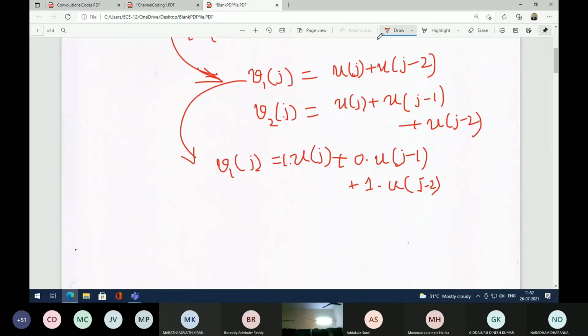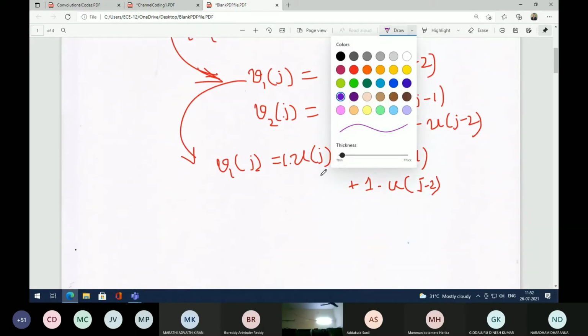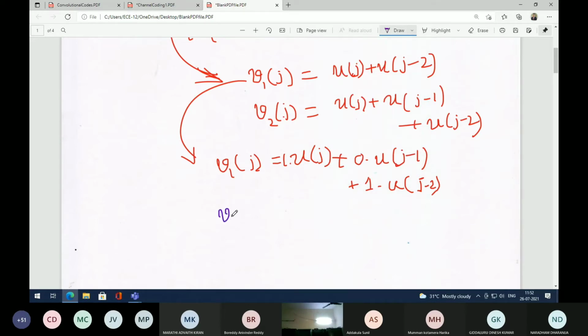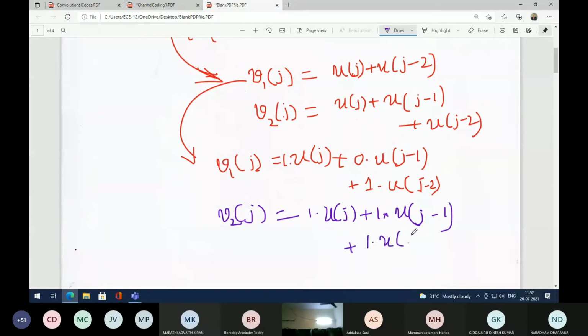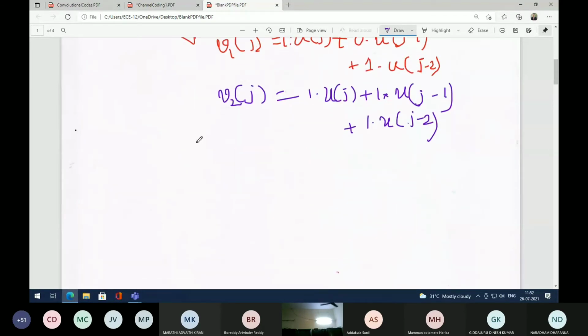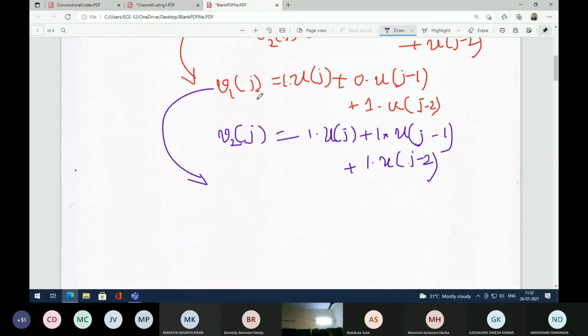Similarly, I can write the second one, V2, the second output at the jth time, as 1 into U of J plus 1 into U of J minus 1 plus 1 into U of J minus 2. Okay. Now let us see, I write this in the summation form.